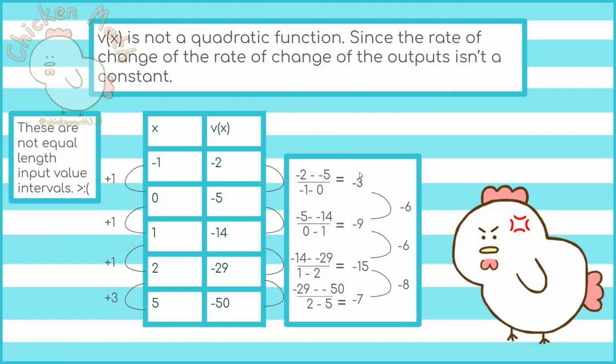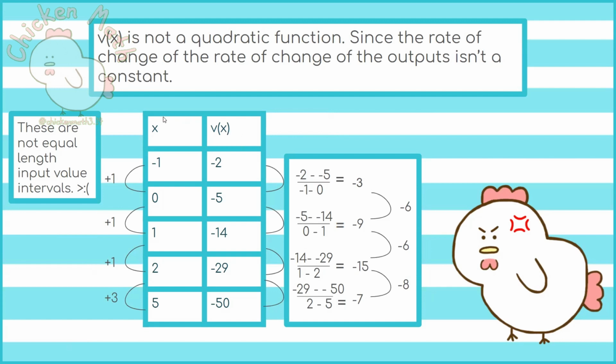Then the rates of change between these rates of change are -6, -6, -8. So from -3 to -9, you subtract 6, -9 to -15, you subtract 6, and -15 to -7, you subtract 8. So since these aren't constant, that means v of x is not quadratic.